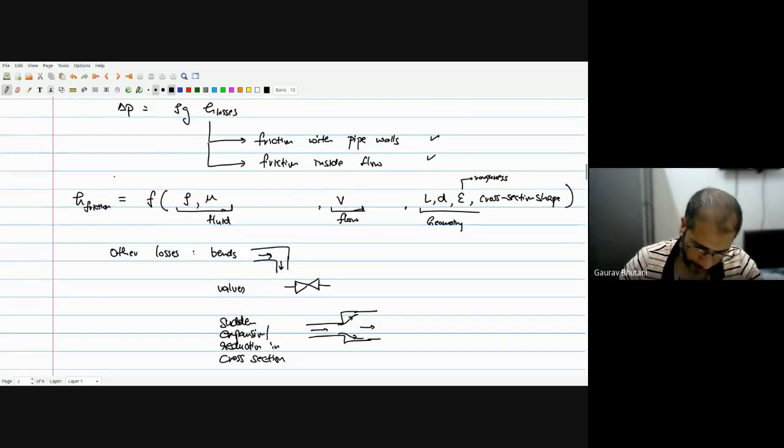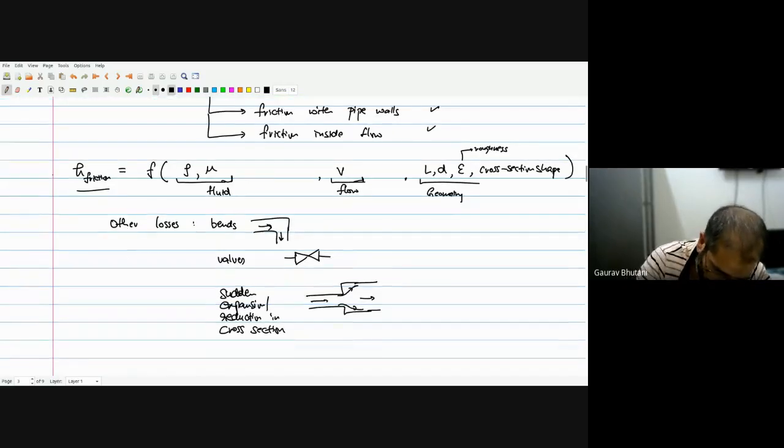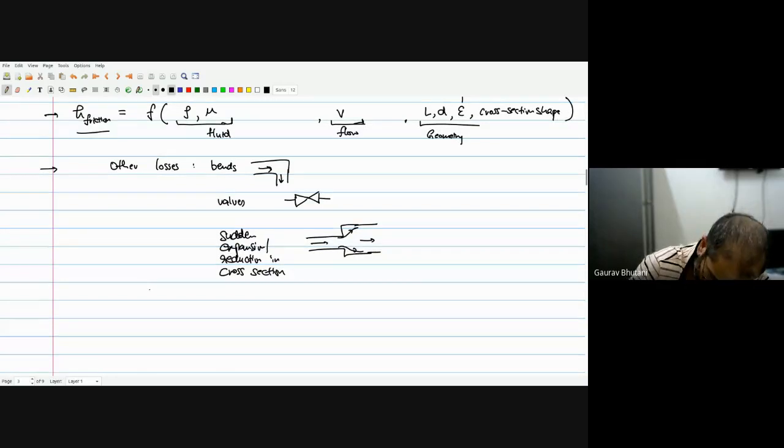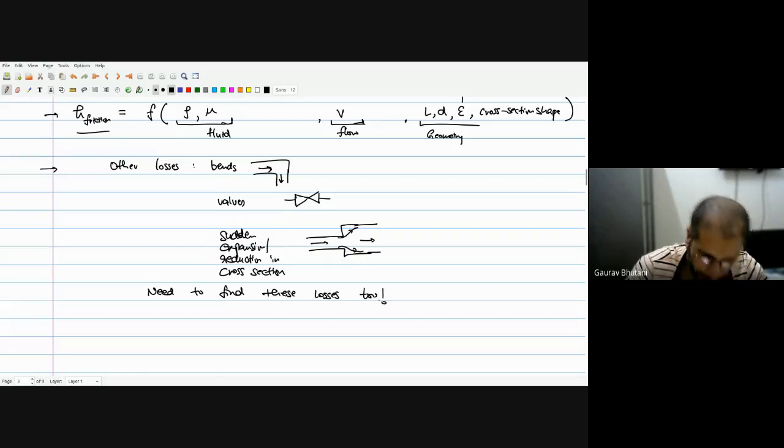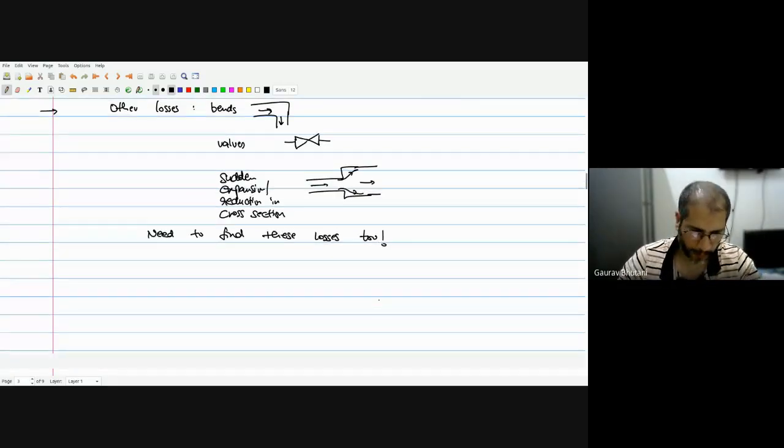I'll call it LH friction. So the losses because of friction, and these are other losses. So we need to find these losses too.